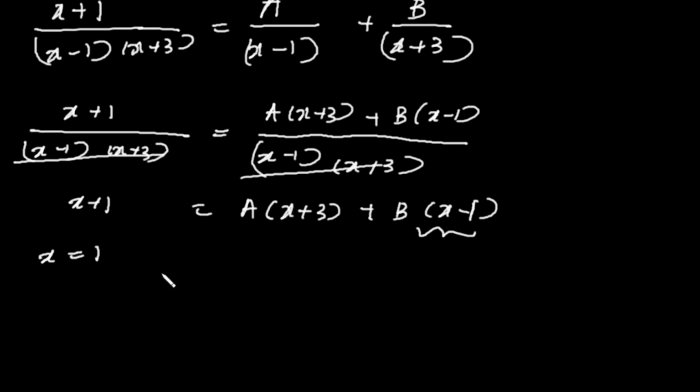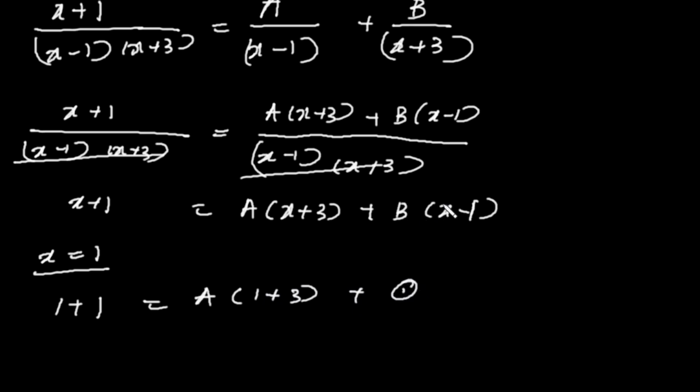So x equal 1. When x equal 1, this side 1 plus 1 equals a times 1 plus 3, plus this part 0, because when x equal 1, this part becomes 0. So now this side you have 2, this side you have 4 into a. So you can find a equals half. Okay, now you have the value for a.